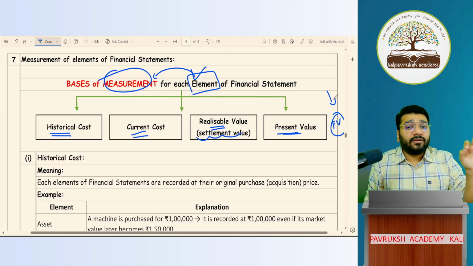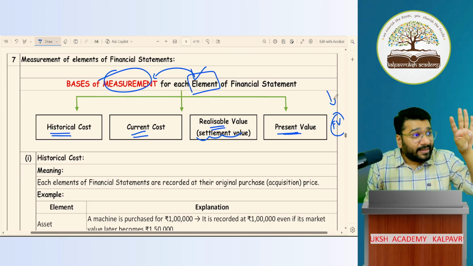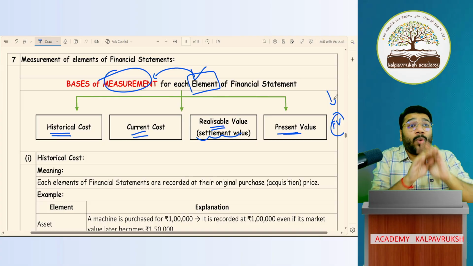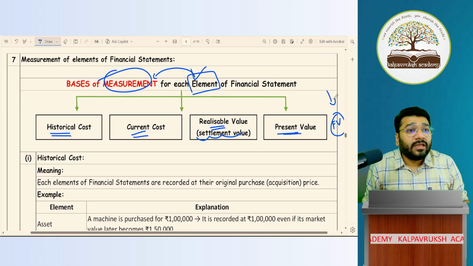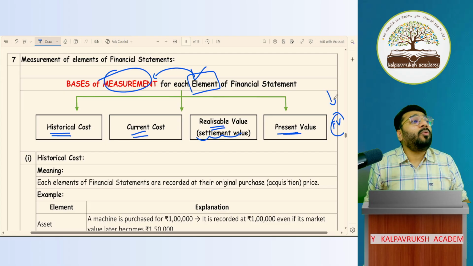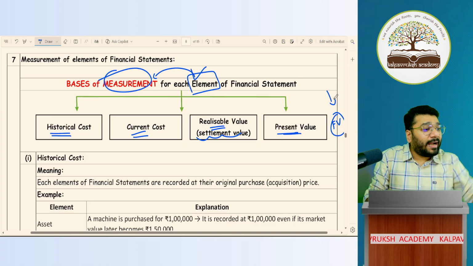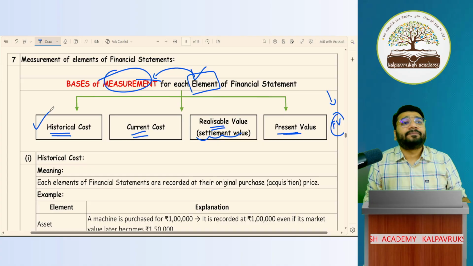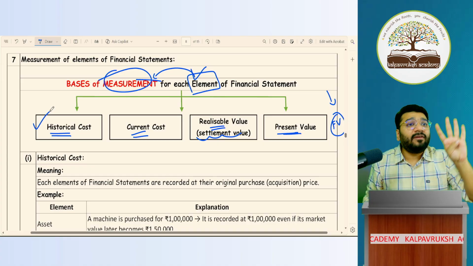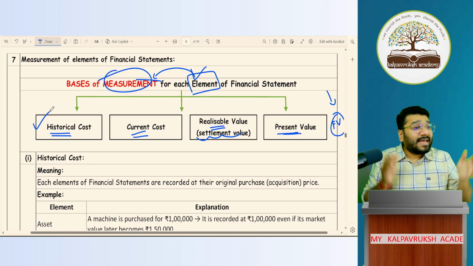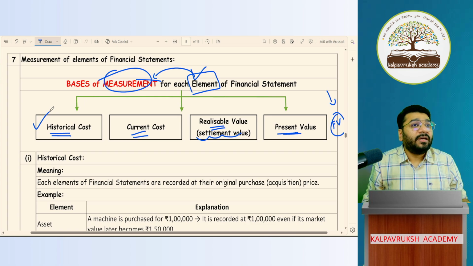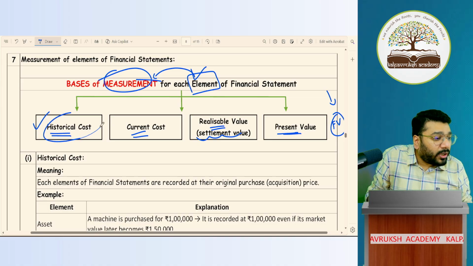ASB has considered these 4 measurement techniques while drafting accounting standards. If you take Accounting Standard 10, AS 10 says that all the assets should be recorded at the historical cost only. In the framework they have given 4 options, but the AS has limited your options. They said that nothing doing, we will record at historical cost only.